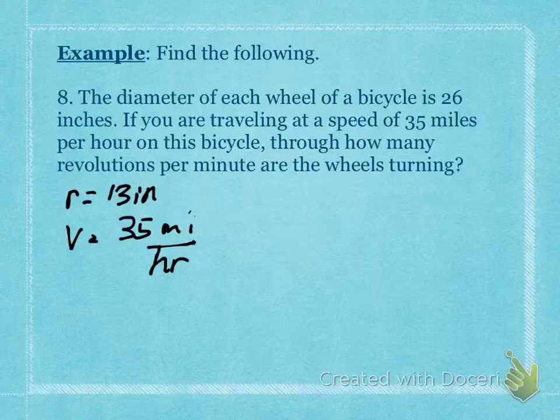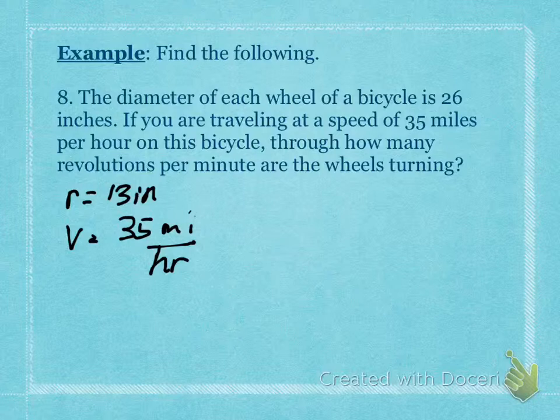What I want you to notice is that I've got one unit of length in miles here, and another unit of length in inches. And I've got two units of time described here: this is talking about per minute, and this says hours. I can't have two units of time and two units of distance in the same problem. I've got to reconcile that. I'm going to turn my miles into inches and my hours into minutes. So I'm going to start with the miles.